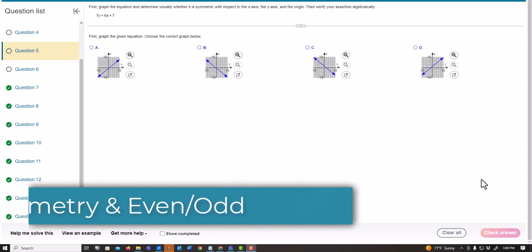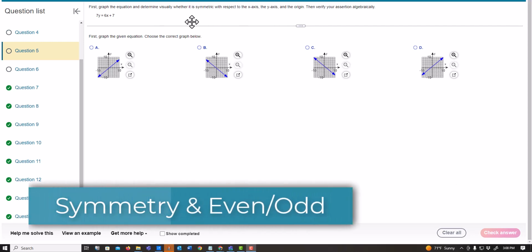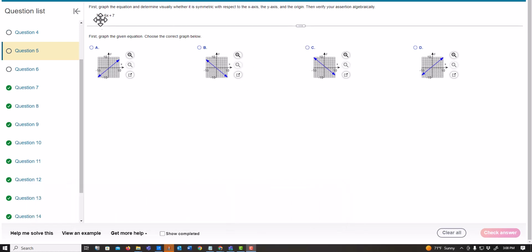All right, let's just run quickly. These problems can go by very fast when you're looking at symmetry. So notice I can see that this is a linear equation, 7y equals 6x plus 7, and I could actually solve it for y. And why I would do that is I would see that my slope, 6/7, is positive, so I know it's either A or D.